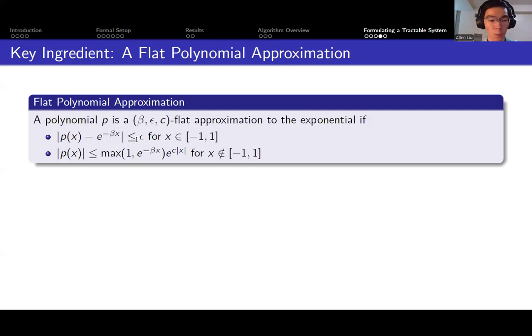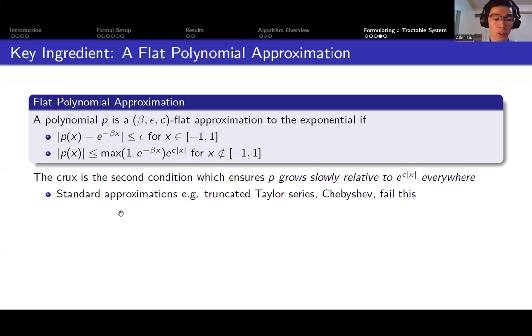Specifically, we need the following notion of an approximation to the exponential. We need a polynomial that is what we call a flat approximation to the exponential. We say a polynomial P is a flat approximation to the exponential if it is a good approximation on some bounded interval. And furthermore, outside of this bounded interval, the approximation does not degrade too quickly. So the crux is the second notion, which ensures that the polynomial approximation doesn't grow too quickly outside of this bounded interval.